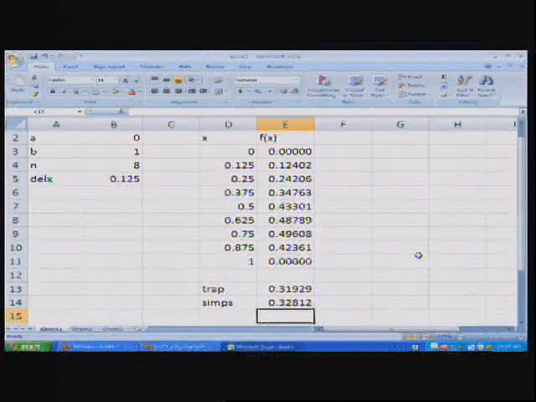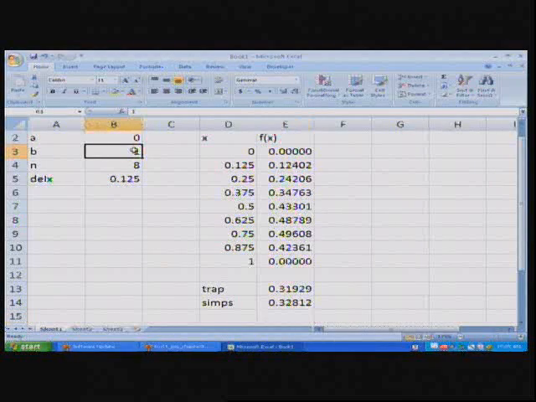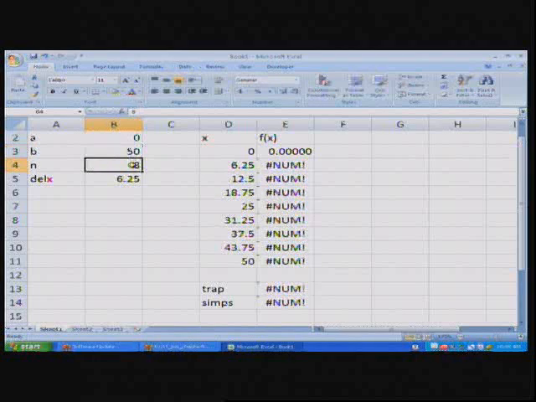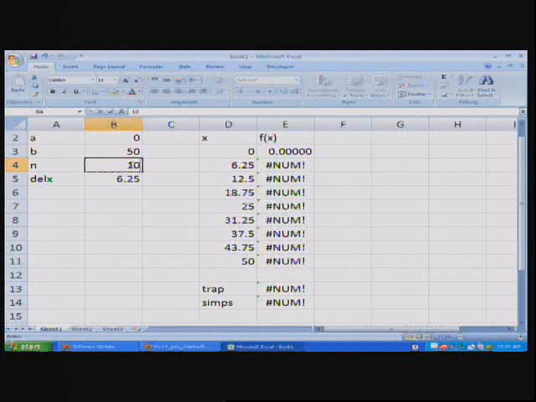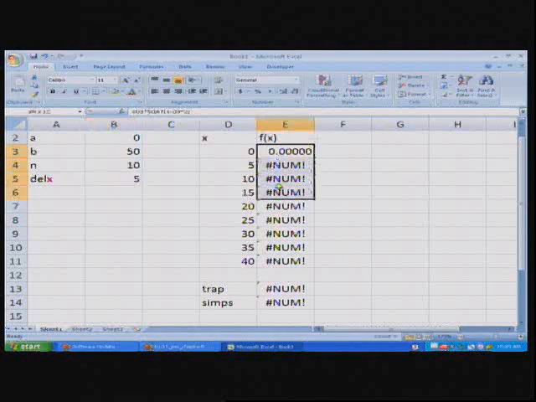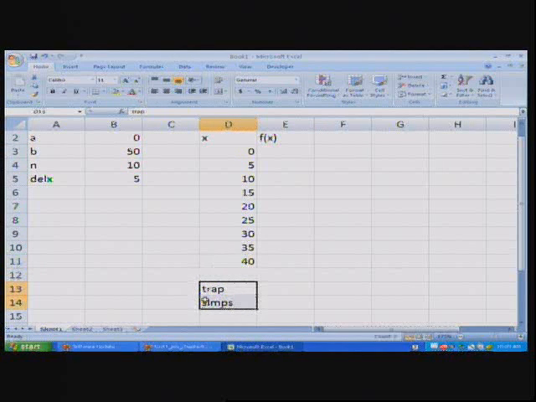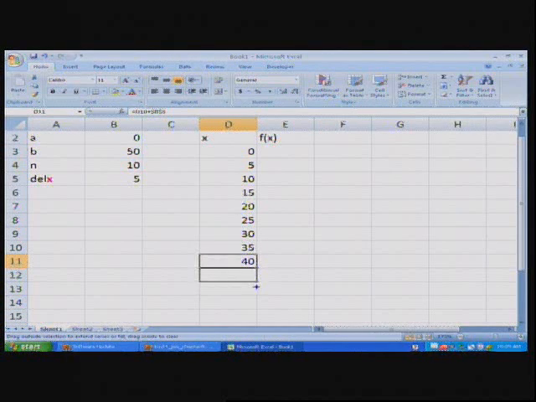So I'm going to show you just how to do that. So this one, you're going to go from 0 to 50, and your n is 10, which makes your delta x 5. It's going to count by 5. So notice how it did that for you. But we need to get to 50, so I'm going to extend this a little more. Grab the handle and pull it down, right?